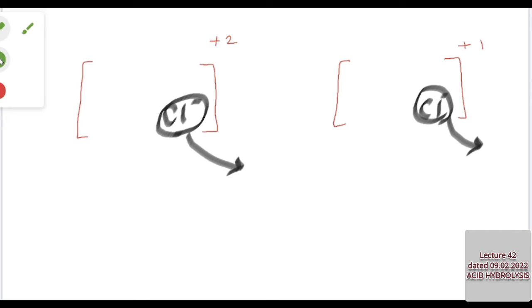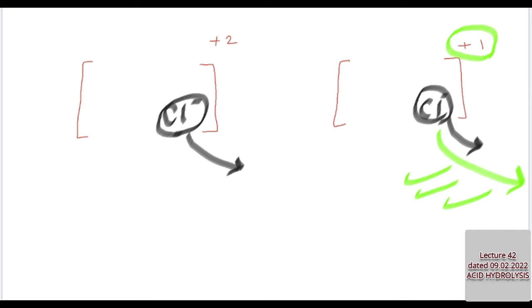Second case. Why? Charge. Explain. The charge is less. Here there is only one positive charge, so very easily, readily, you can remove this chloride ion. On the other hand, here two positive charges are there, a relatively higher positive charge, so the ease of removal of chloride will be less.